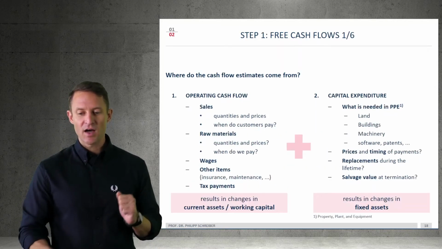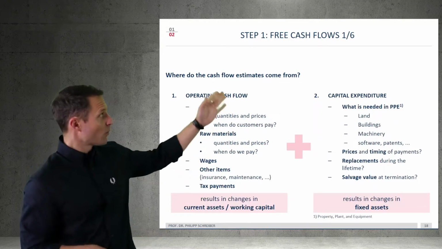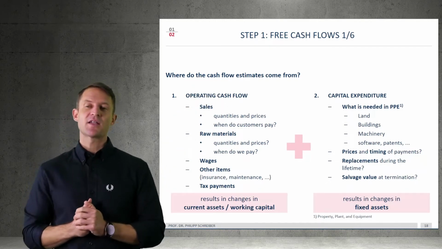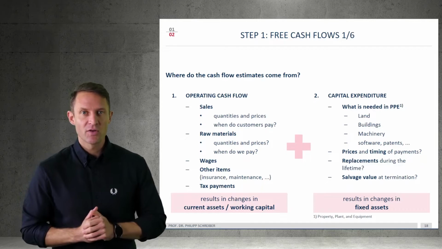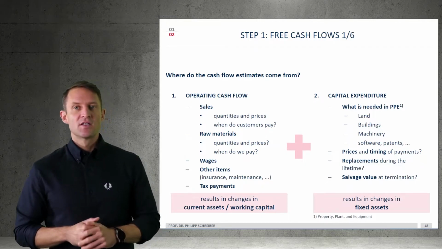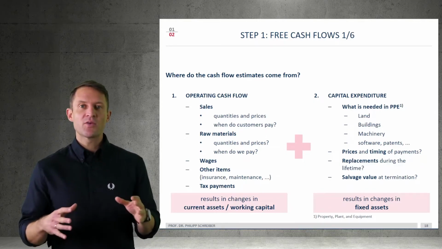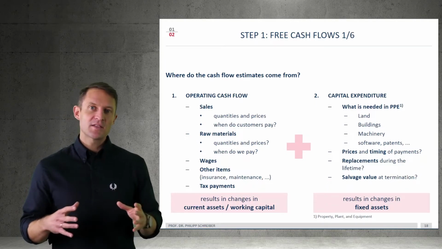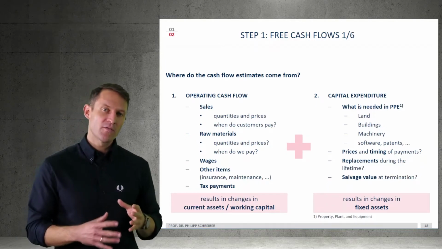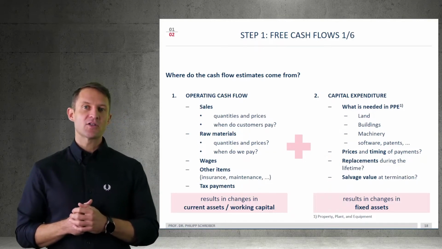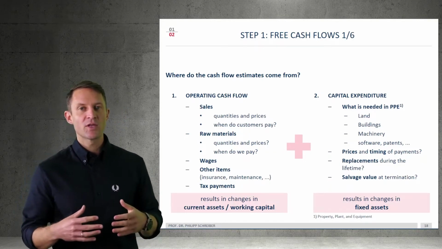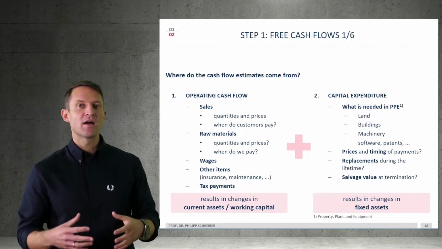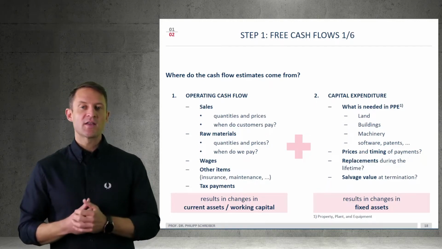Now let's start with step 1. You can see step 1, we need 6 slides to understand the first step. Free cash flow, slide 1 of 6. So the question is, how can we estimate free cash flows? We can estimate free cash flows from information about the operating cash flow, about everything we can see in the income statement. So what do we see in the income statement?